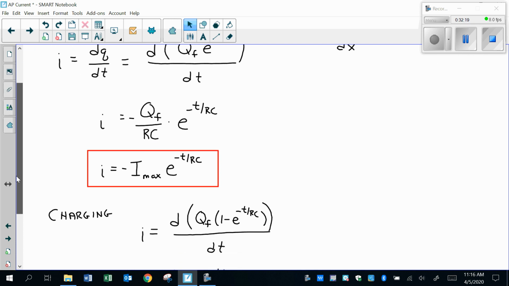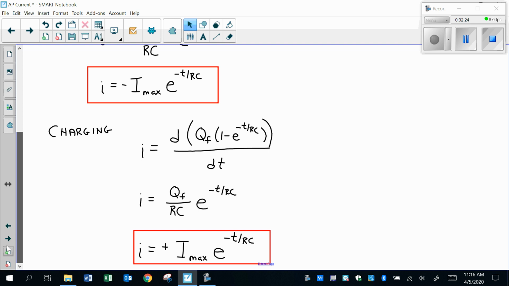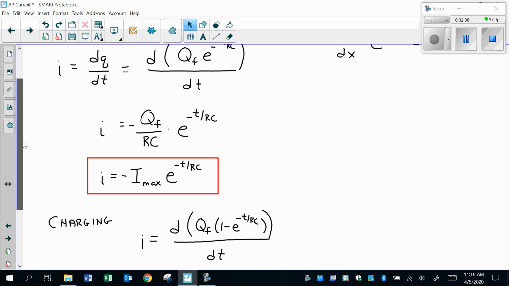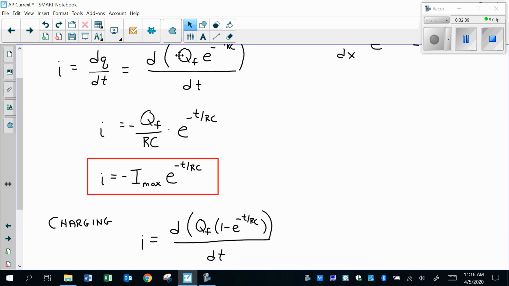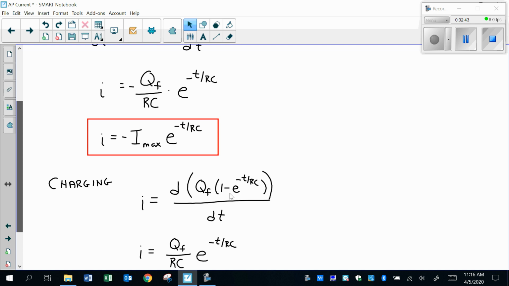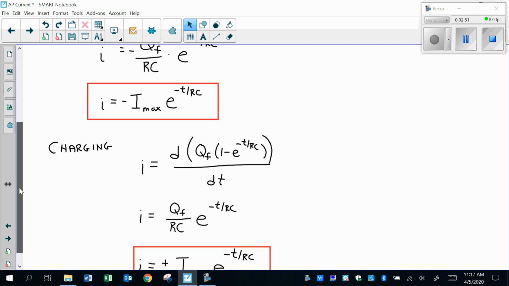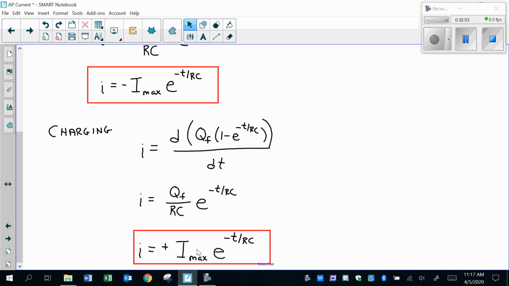Charging, the equation is a little bit more challenging, but we end up with something that is the same, because we end up with taking the derivative of a value that has t to the 0 power, so that just disappears. So basically we are doing the same thing. Instead of having q times e to the negative t over rc, we end up with negative q e to the negative t over rc. So we end up with the same exact bit of math, except with a negative.